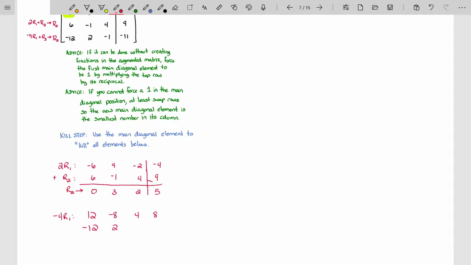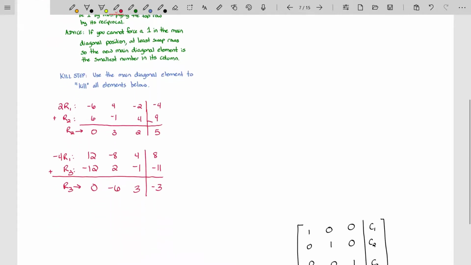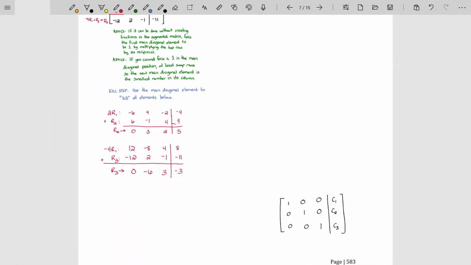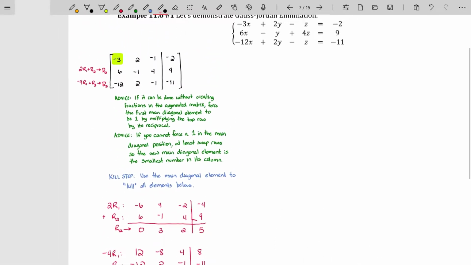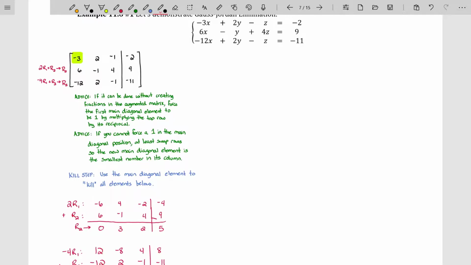So right now I'm rewriting row 3, which was -12 to -1 and -11. In the end, you're going to add those up and it'll give you a new row 3. So let's see, we have 0, -6, 3, and 8 minus 11 is -3. All right. So now I'm going to go ahead and write my new matrix. So our old matrix was that one right up there. And in fact, I'm going to go ahead and swoop that up and copy it.